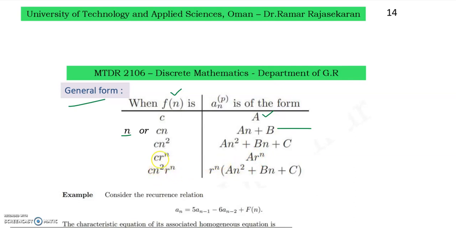Okay. See here, only a constant comes before this r to the power n. But here, before r to the power n, we have n squared. What are we doing for n squared? For a polynomial, we write an squared plus bn plus c in the particular solution form. That's why for n squared you write an squared plus bn plus c. But for r to the power n occurring in f of n, you multiply r to the power n with this. Okay, this is the form of a_n^p, which means the trial function of the particular solution.